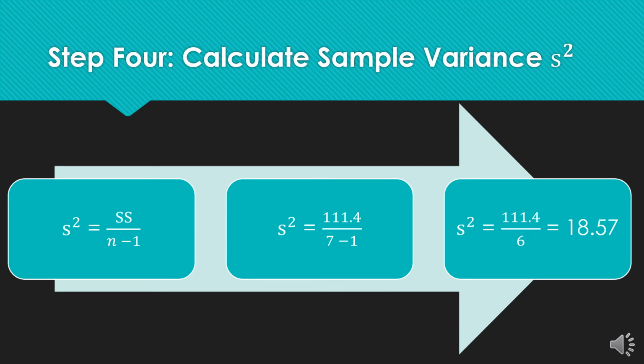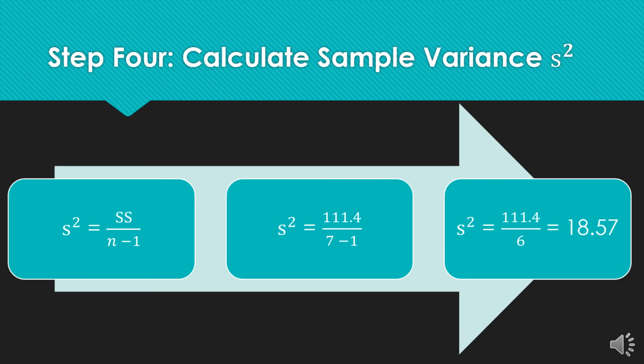The formula to calculate the variance is simply the sum of squared errors over the sample size minus 1. To calculate this, we just need to plug in the information. We just calculated our sum of squared errors, so we can plug in 111.4 in the numerator. In the denominator, we will plug in our sample size.